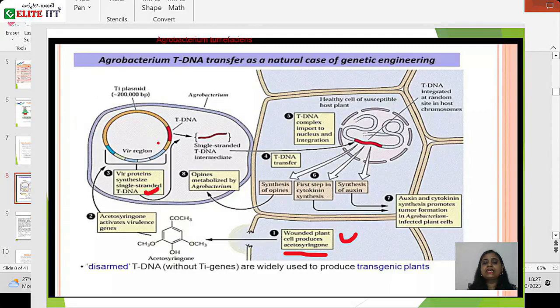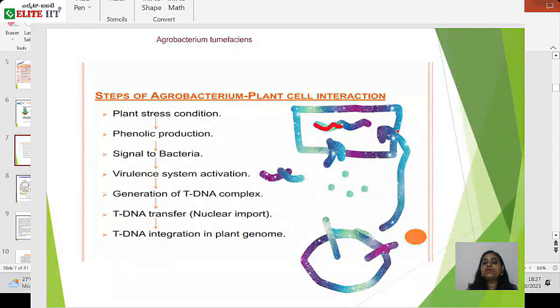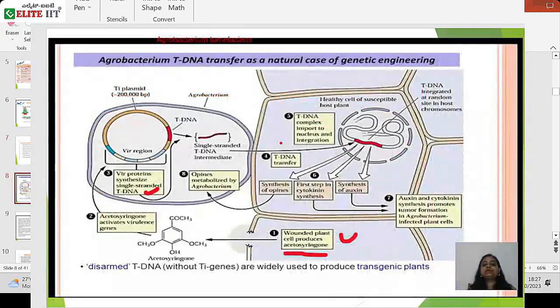Single stranded DNA. In this case, I have not informed you that during this cutting, only single stranded DNA is entering into the plant cell, not the double stranded DNA. So in this case, see here, T-DNA, single stranded DNA is produced. Now in the fourth step, T-DNA transfer is happening. So T-DNA is transferred from the bacteria to the plant cell.